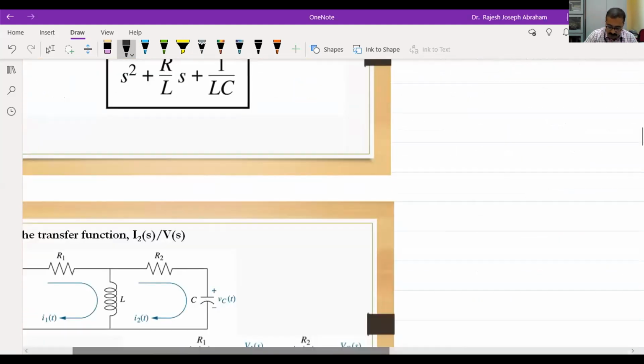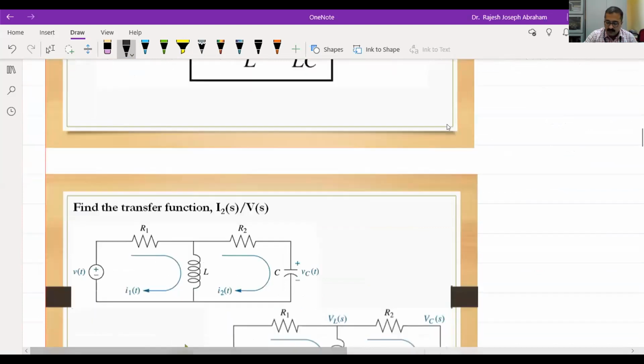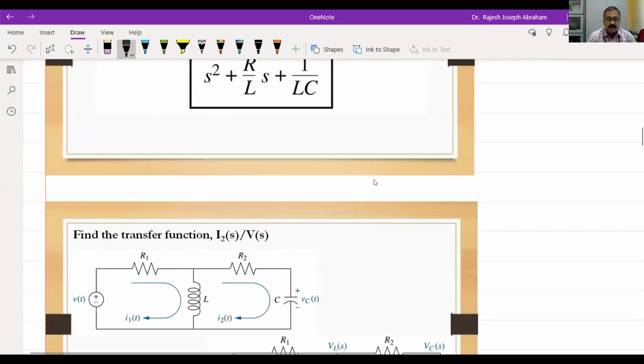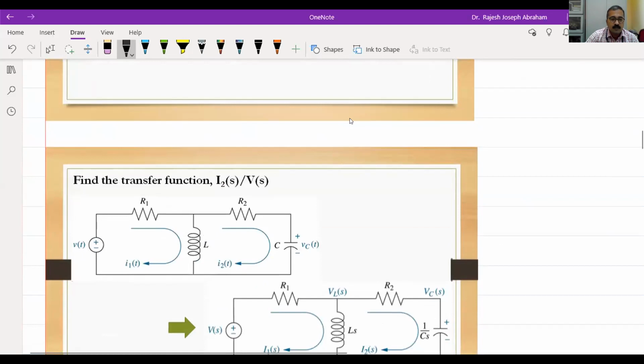Now, coming down, let us try one more problem. Find the transfer function I2 of S by V of S. Here there are two loops or two meshes. V of t is the input voltage. We are asked to find the transfer function between I2 of S and V of S.